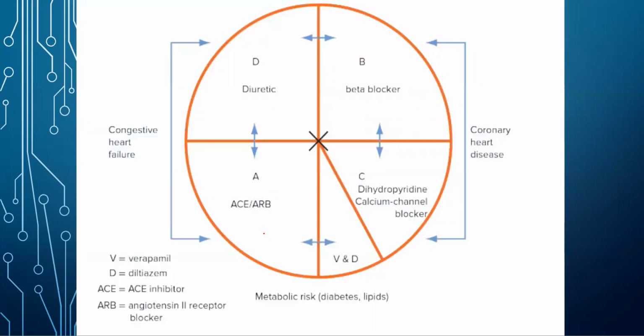Now, this is important to know, which combination you can use. Let's see, this is a pie chart. This is ACE inhibitor, diuretics, beta blocker, calcium channel blocker. You can add any of these which are adjacent to each other. Like you can use ACE with diuretic, with beta blocker. It's not a good idea to use beta blocker and calcium channel blocker, so don't use this one.